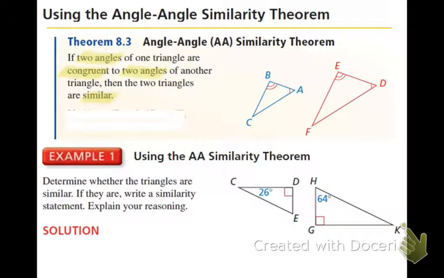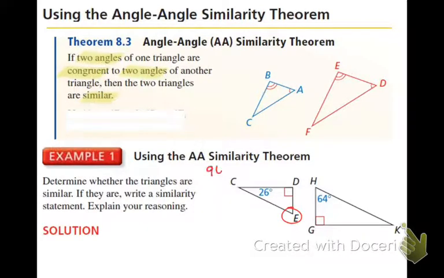Okay? So what we're going to do, example 1, determine whether the triangles are similar. So in order for them to be similar, we need two congruent angles. In our first triangle, we have 26 and 90, and 90 and 64. Do we have all the information we need to decide if two angles are congruent? No, we don't. What do I need to know to come to a conclusion? We need to know angle E. We need to know angle K.